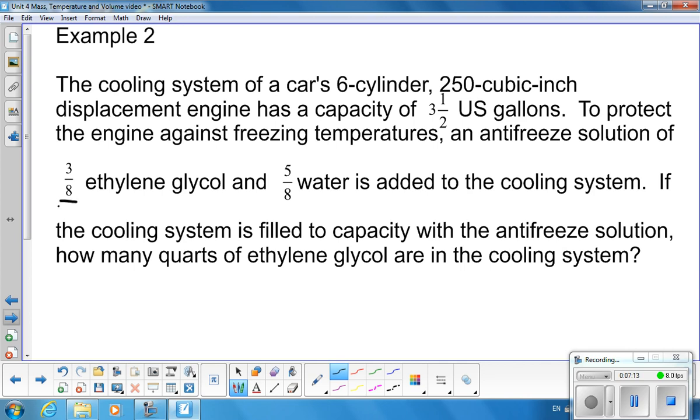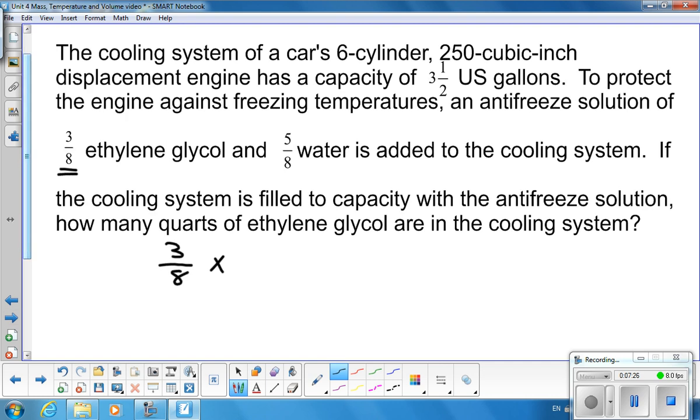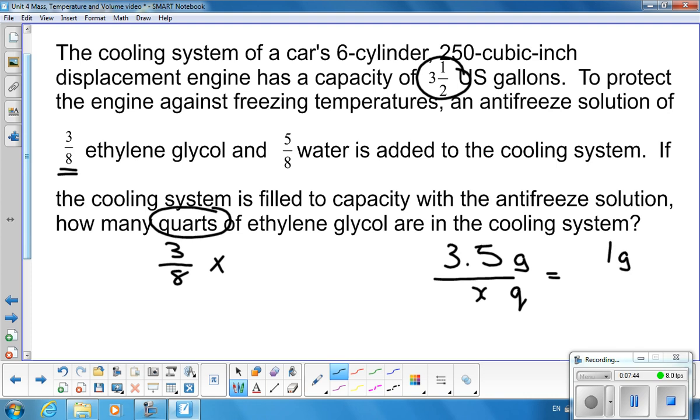Well, ethylene glycol is 3/8 of the total. So it's 3/8 of the total capacity. Now that total capacity is 3.5 gallons. So let's change that 3.5 gallons into quarts, because that's what we want our final measurement to be in. Again, we're using US gallons, so 1 US gallon is equal to 4 quarts.